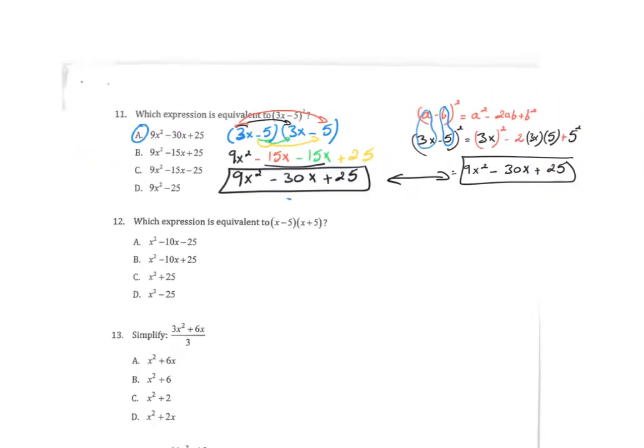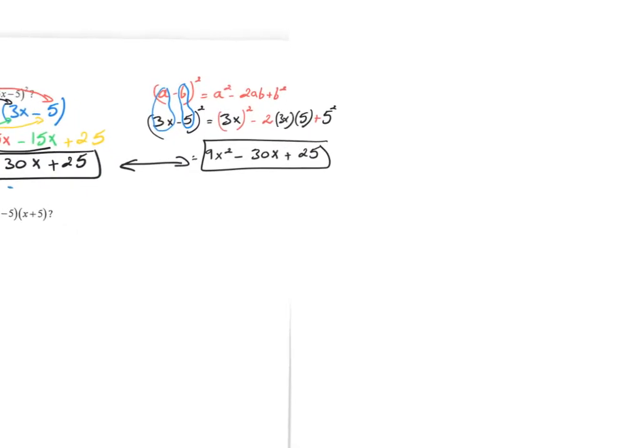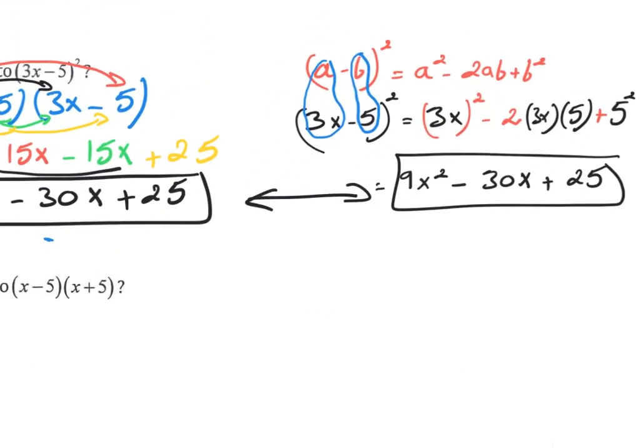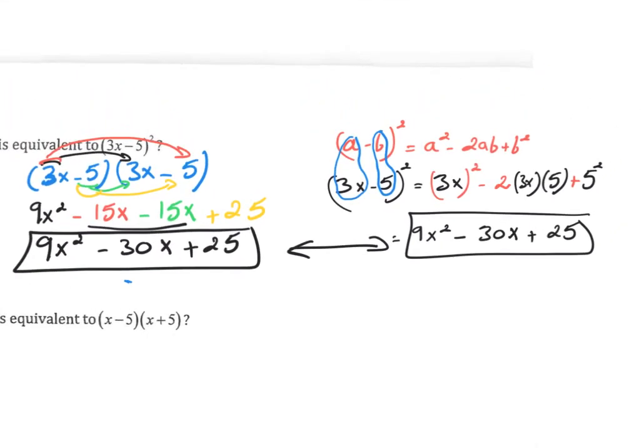Just to remind you that there's another famous formula we should know. Besides a minus b squared, we have a plus b squared, and that will be a squared plus 2ab plus b squared.